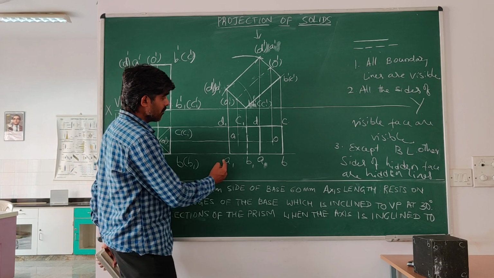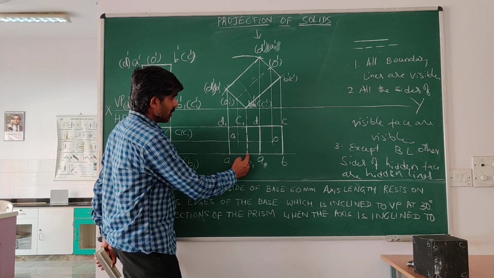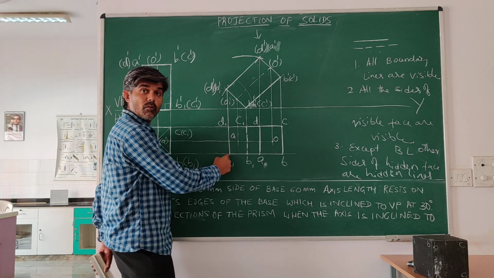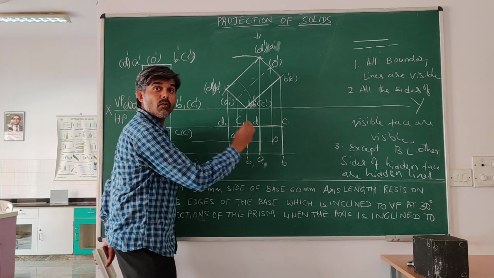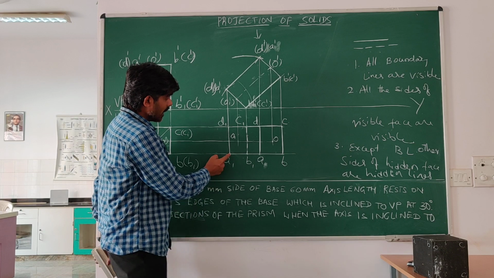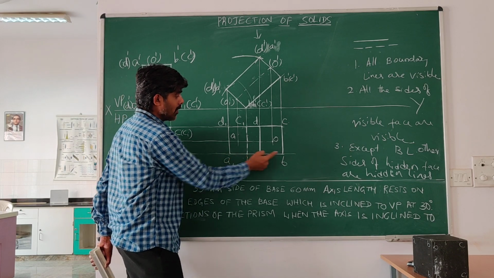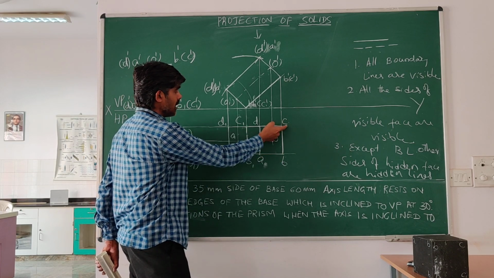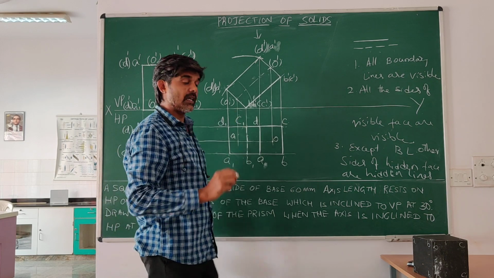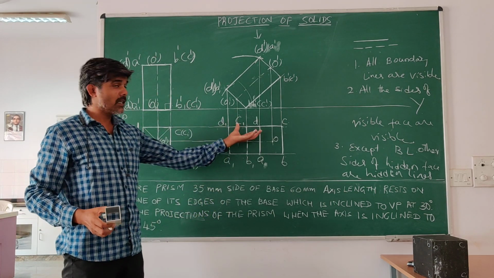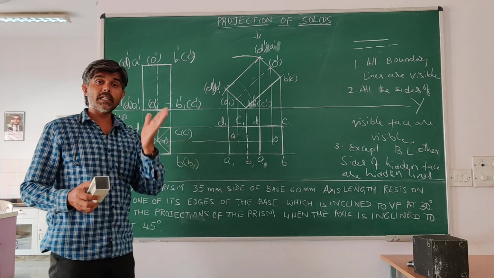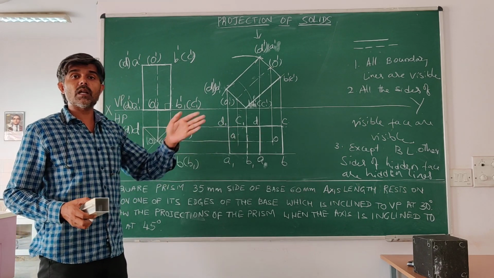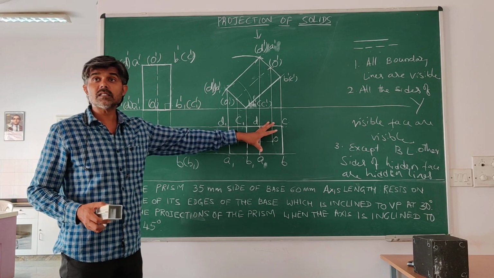So see, let's say A1B1, B1C1, C1D1, D1A1, 4 edges done. Then AB, BC, CD, DA, 4 edges have been joined. Now A1A, B1B, C1C, D1D are joined. Now you may ask why there are not so many lines. They are different lines, but they are overlapping. One line is overlapping over the other. They are drawn on the same line.